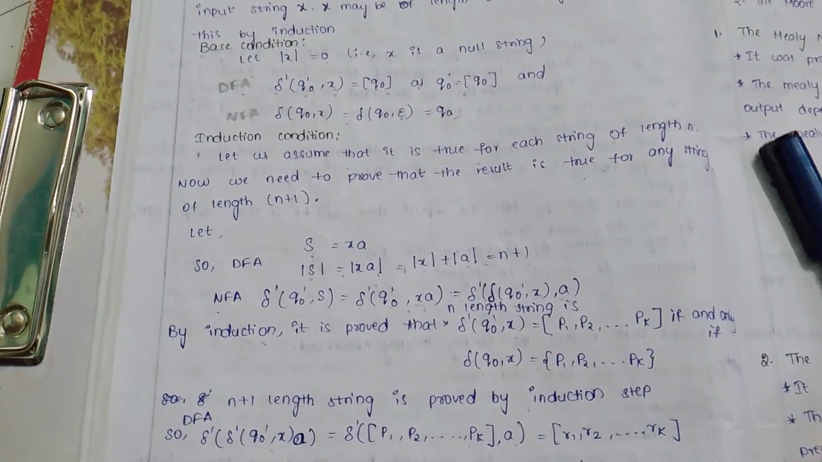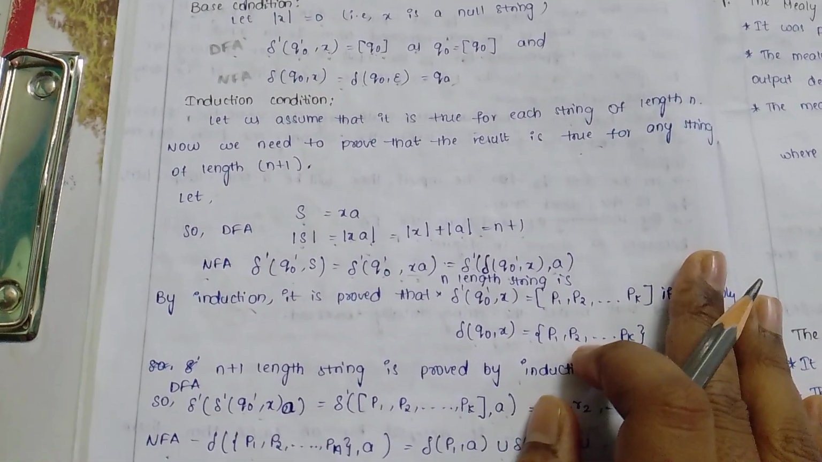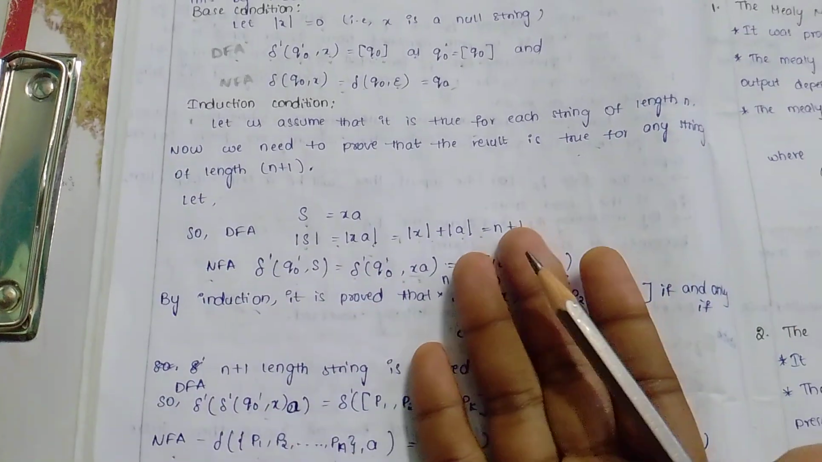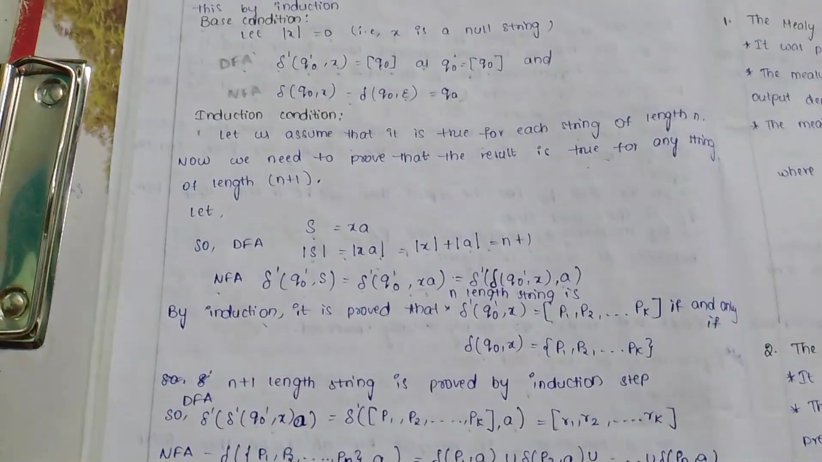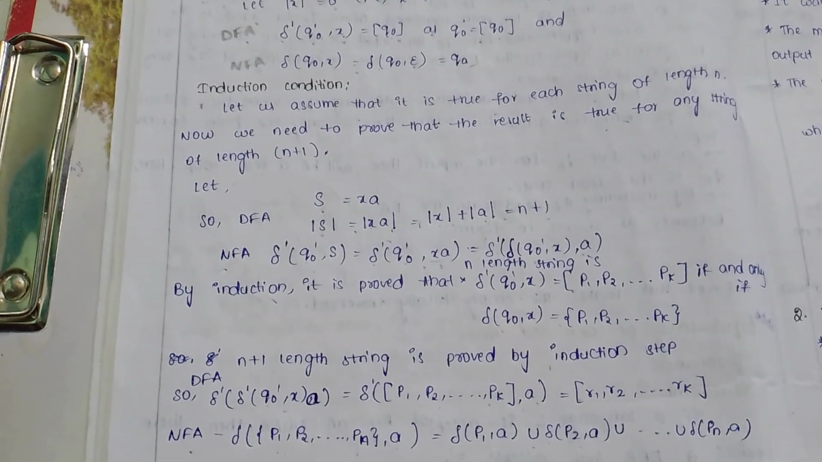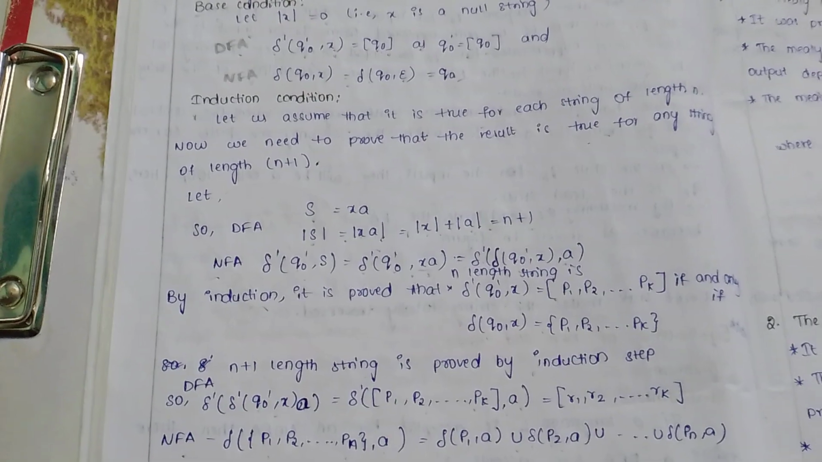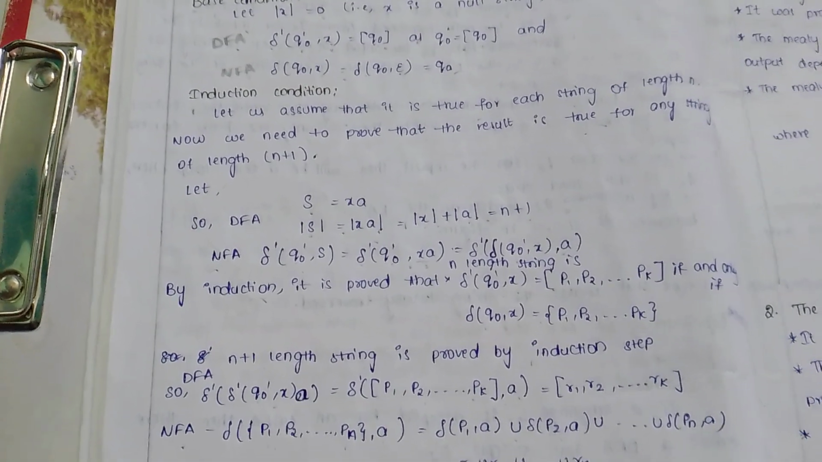So in another video I will discuss finite automata with output. In that topic there are two machines, the Mealy machine and the Moore machine. So in another video we will see that topic.